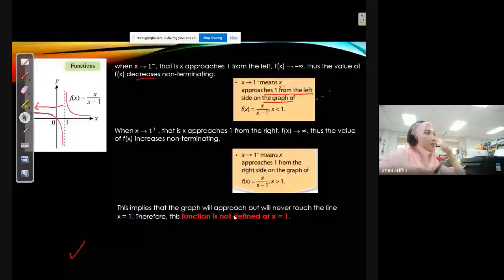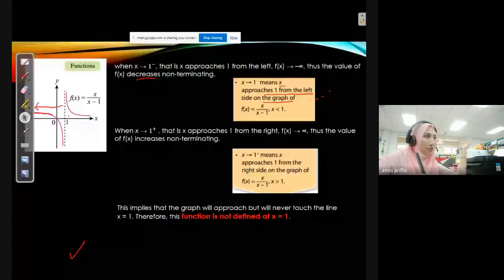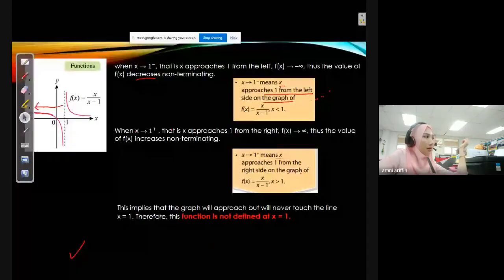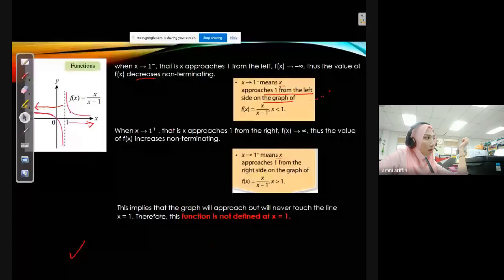Kalau perhatikan sini kan dia bergerak. Kalau kamu faham ayat dekat sini dia kata x to the +1 means x approach 1 from the right side on the graph, which is x must be bigger than 1. Daripada sinilah dia bergerak. Kalau kamu tengok daripada sini, kamu akan nampak nilai dia semakin bertambah. The fx increase, tapi dia punya increasing tu adalah non-terminating. Non-terminating tu maksudnya nilai dia non-stop.